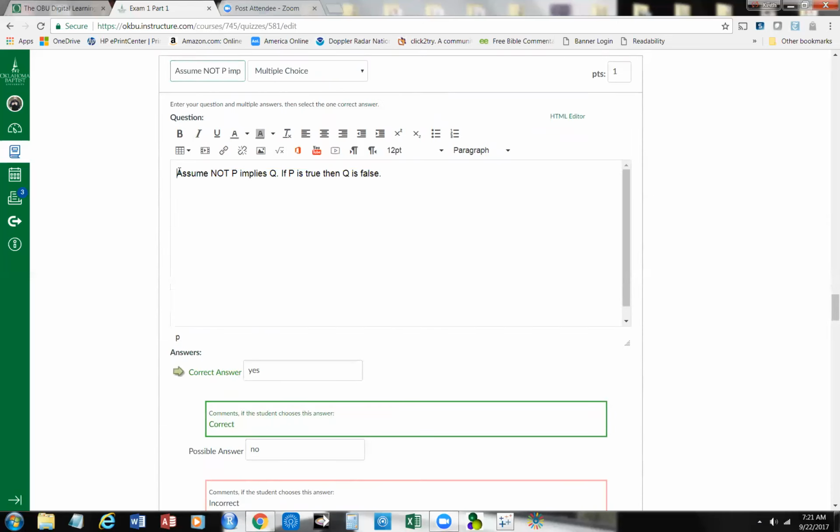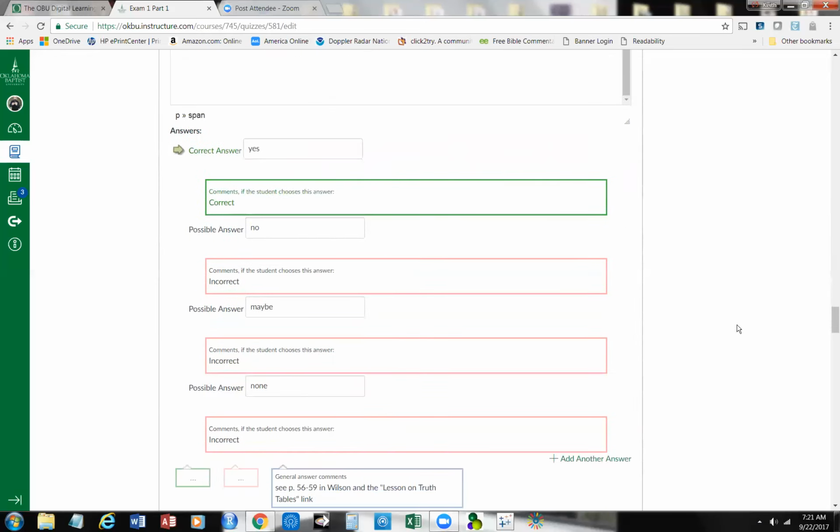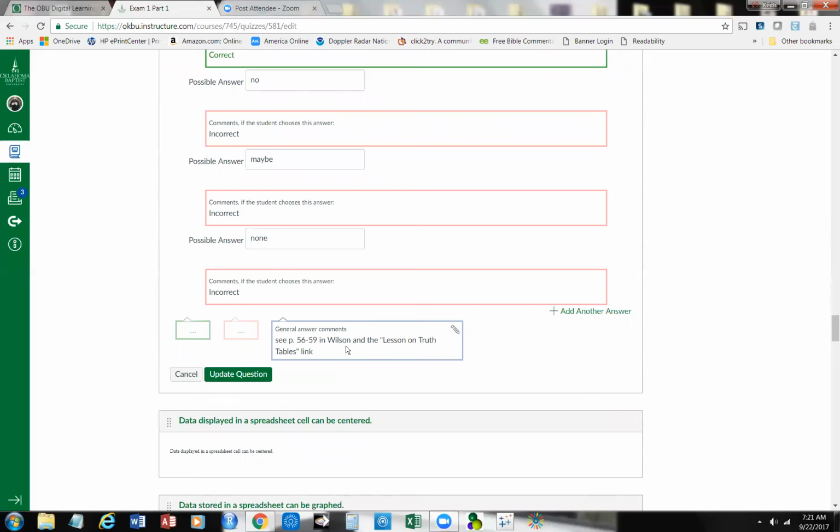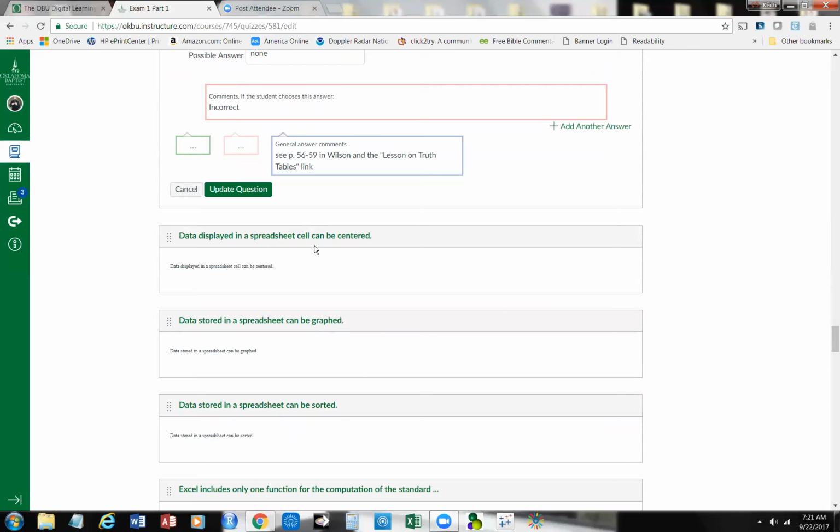Let's look at another one. Here's another. Assume not P implies Q. If P is true, then Q is false. That is correct. This is just the opposite of the earlier number. And again, I tell you, see the Wilson, see the lesson on truth tables. There's a link there. Here's a question about spreadsheets.